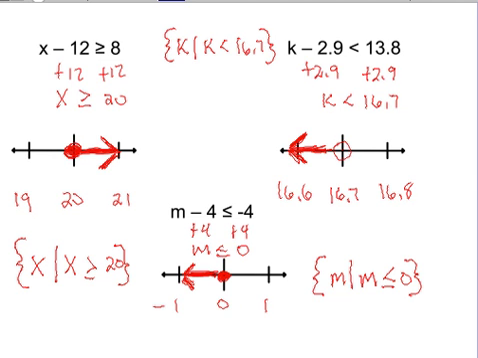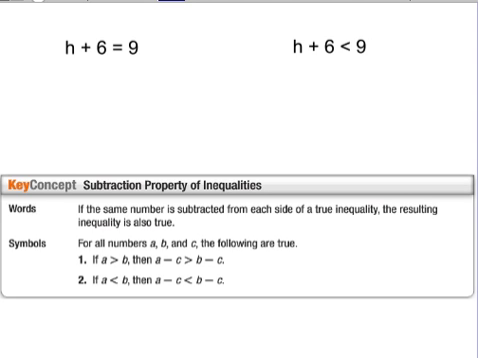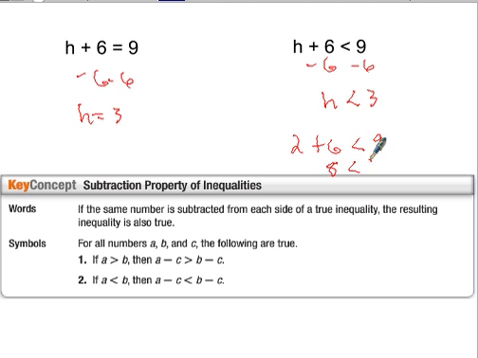All right. We also can solve equations with subtraction. Again, you guys know how to do this. H plus 6 equals 9, you would subtract 6, and H equals 3, right? Same thing with an inequality: subtract 6, and H is less than 3. And if we were going to check this solution, choose a number that's less than 3. 2. So 2 plus 6 is less than 9. 8 is less than 9, and that checks. Okay?